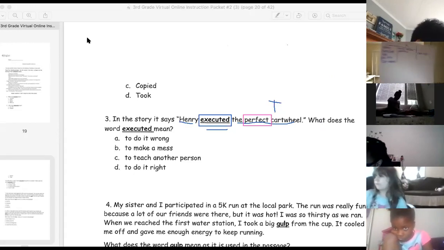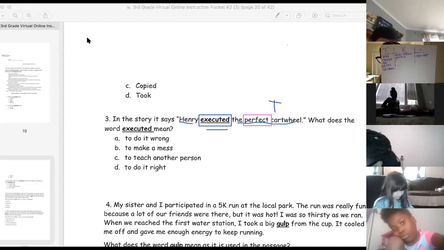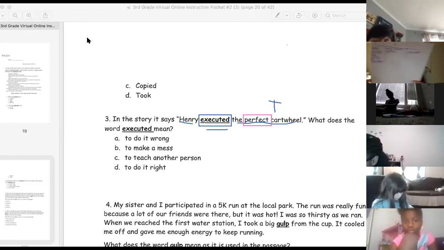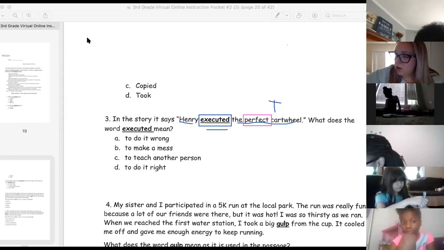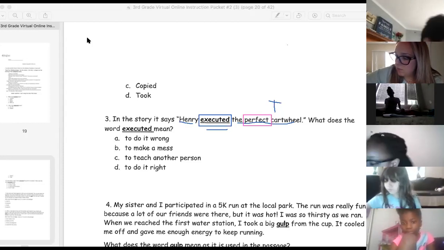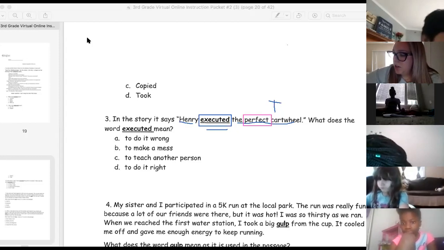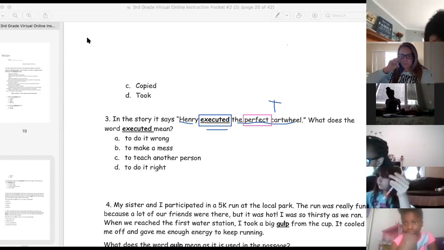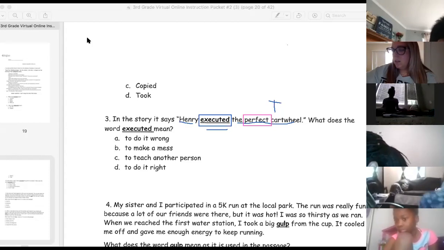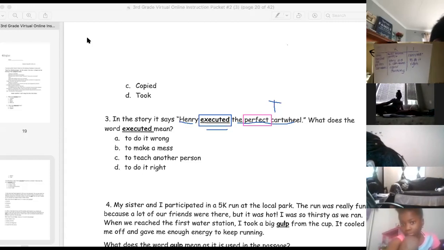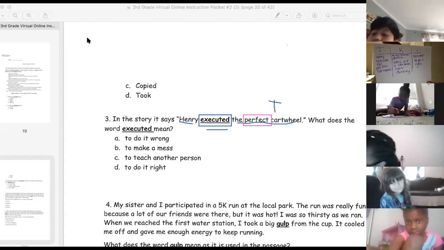So if I'm executing the perfect cartwheel, I am doing what, Sanaya? You're doing it right. Yeah. So we know that Henry did a cartwheel correctly. So executed has to mean what, Sanaya? To do it right. Perfect. So do you see how Sanaya just used the words in her sentence to help her understand what the word executed meant? She knew what the word perfect meant. So if you're doing it perfectly, it must mean you're doing it right.